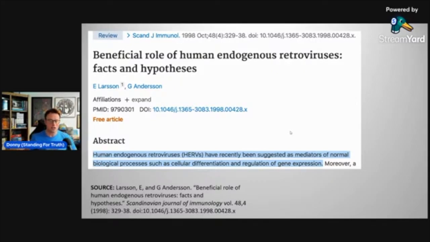I'm sorry. So endogenous retroviruses have recently been suggested as mediators of normal biological processes, such as what?